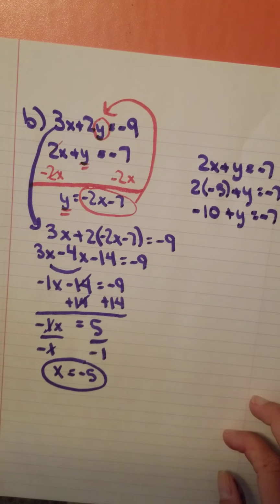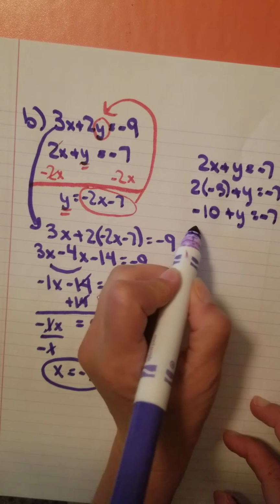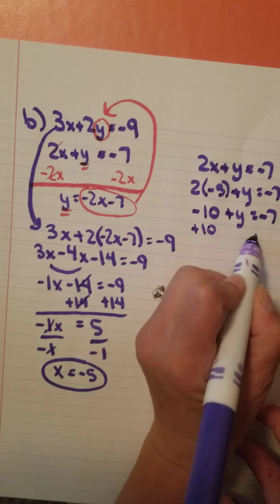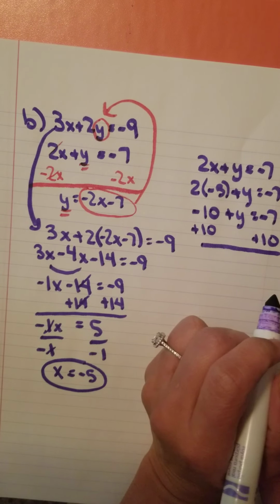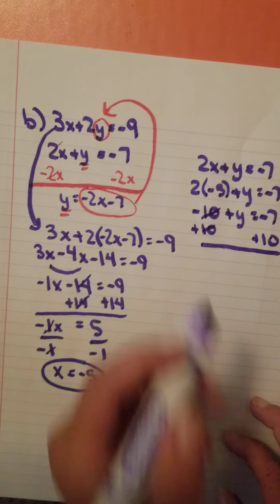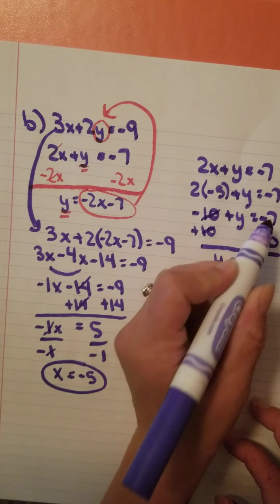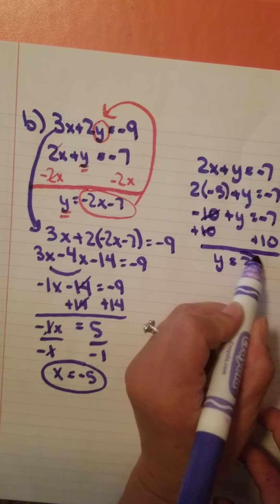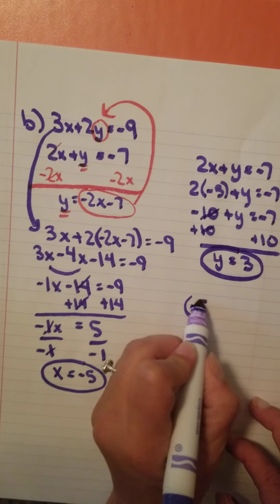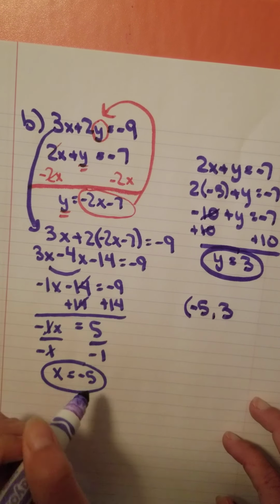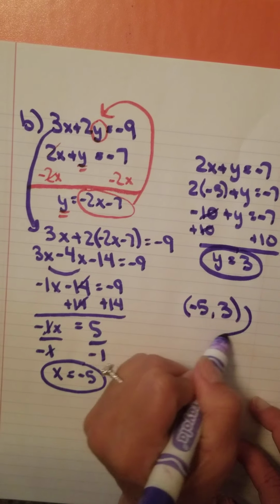Last step, I'm going to get the y alone. I see a negative 10, so to move it, I'm going to add 10. 10's cancel out. And I'm going to bring down my y equals negative 7 plus 10 is 3. So those are my two answers. I can keep it like that, or I can write it as a point. X goes first, negative 5, then a 3.